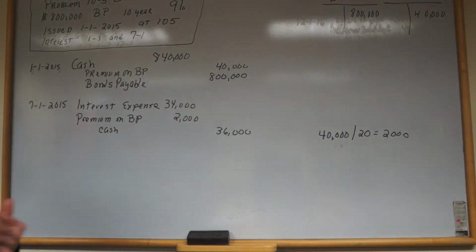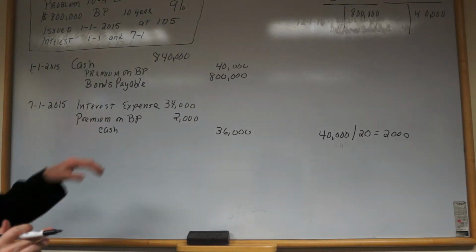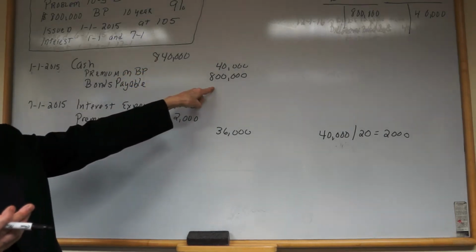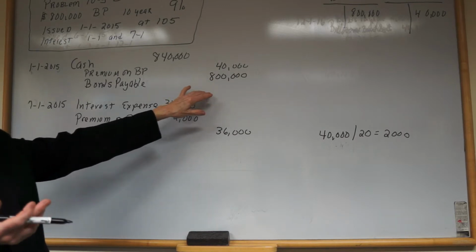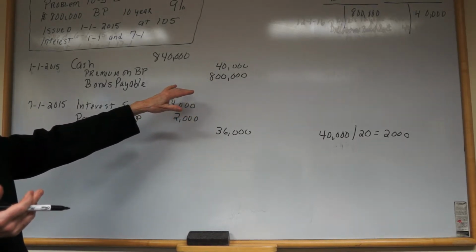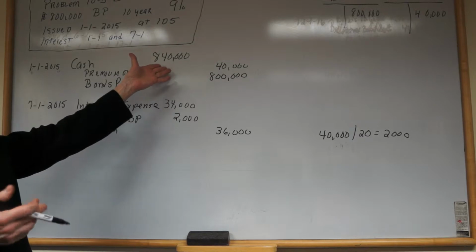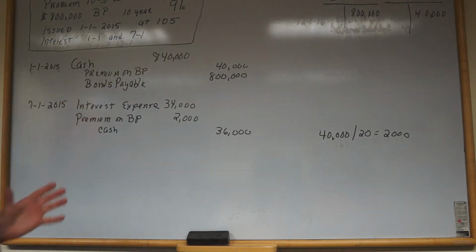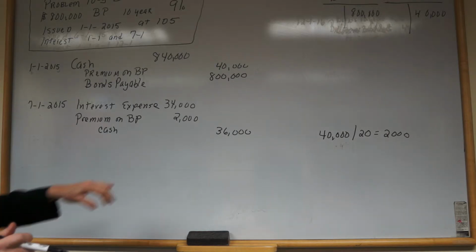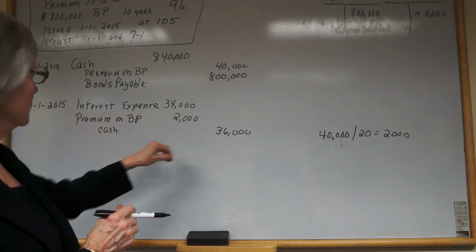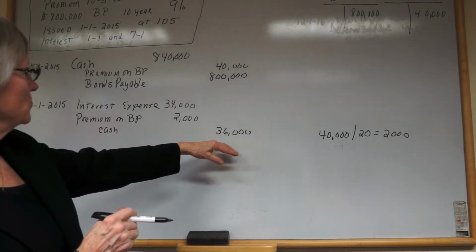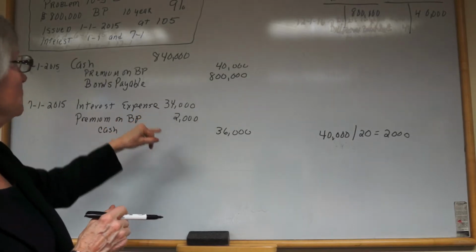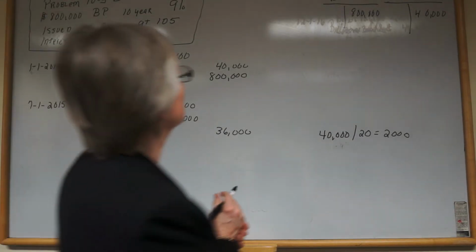So you can logically think about this: we borrowed 800, we got 840,000, we're only going to have to pay back 800,000, and so essentially we have the use of more money than we have to pay back. And that is regarded as a reduction in our borrowing cost. And this is mechanically how that works. Our interest expense without the premium would have been 36, but with the premium, it's reduced to 34. Okay, so let's make the journal entries that go with this.